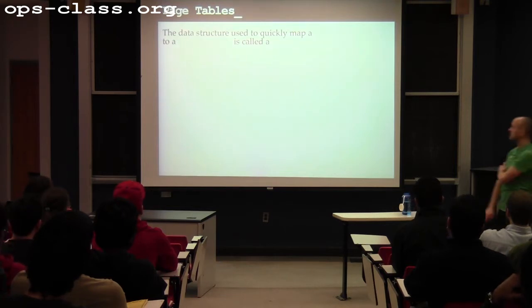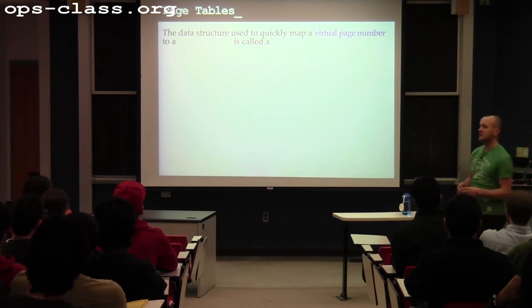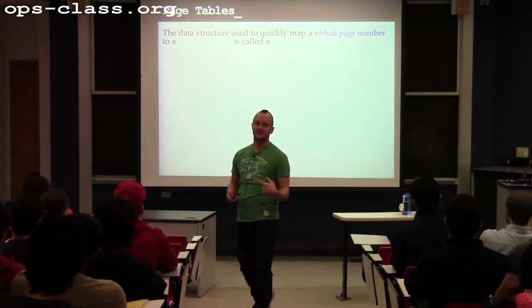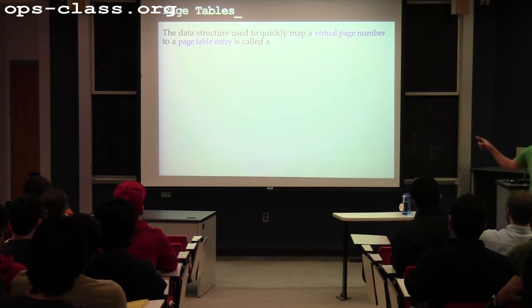What do we call, oh, this is an easy one. The data structure used to map a what to what is called a what? Virtual address, right? Virtual page number. What do I find for the virtual page number? Not the physical page number. What if it's on disk? What data structure do I find? Find the page table entry, right? And what do I call this thing? A page table. Yes, big hint on the slide.